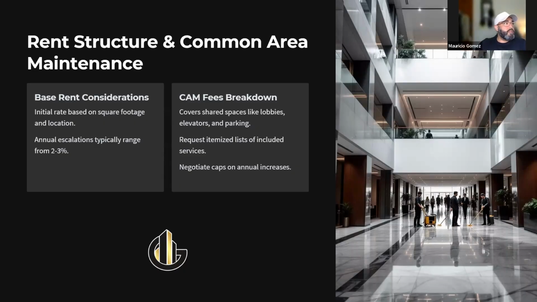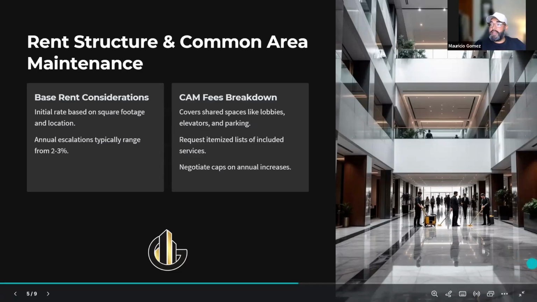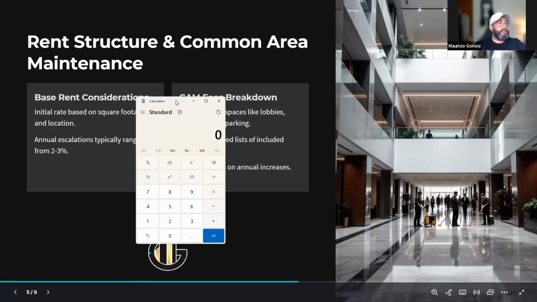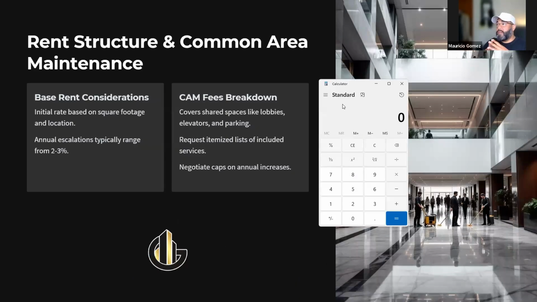Your initial base rent on the square footage and location is always going to be what you sign on the contract. But you also have to look out for how much they're increasing the base rent every year. So typical escalations, I put 2 to 3%, but I'll be honest with you, I am about to sign a lease where they're doing 4% increases. Now, these are larger retail centers. There's a lot more expenses, but there's also a lot more units and a lot more tenants. So those costs can be subdivided amongst all the units by square footage or by unit.